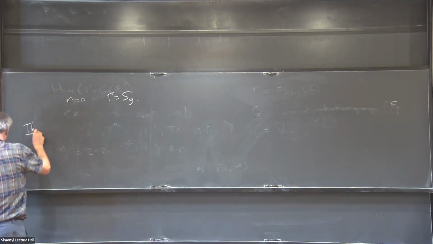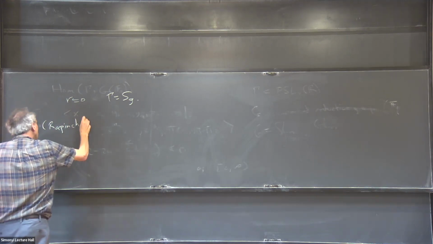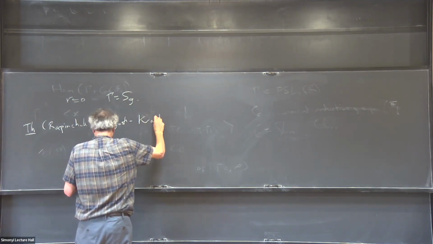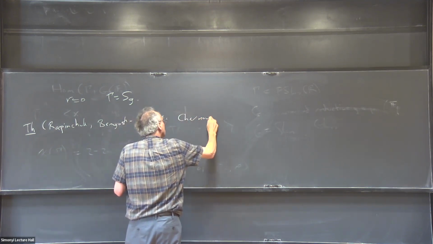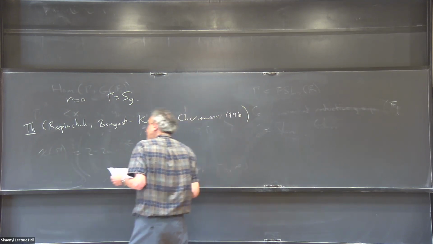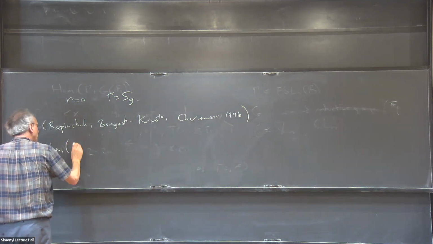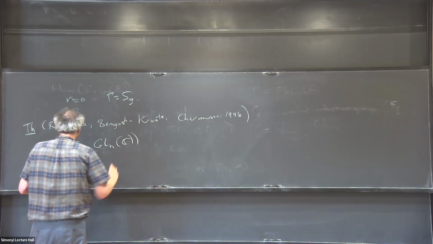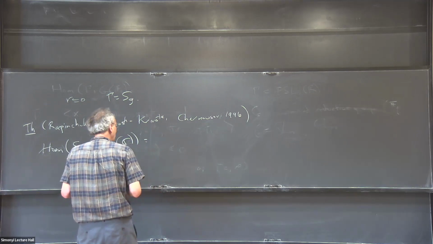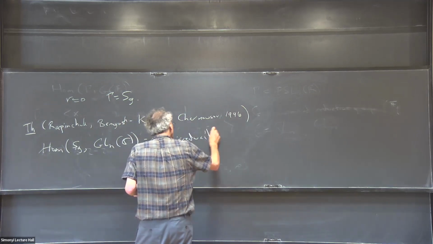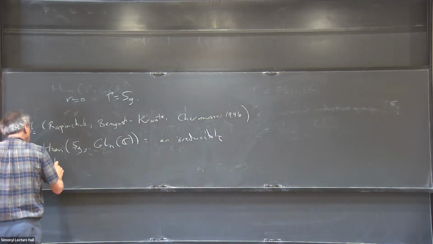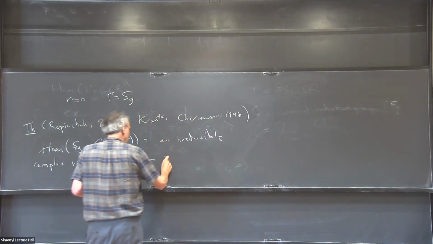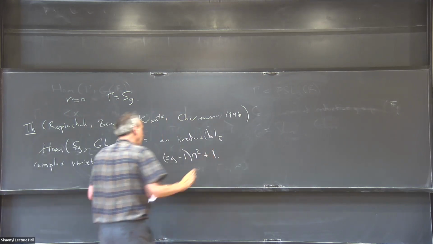So there's a theorem of Rudnick, Benyash, Krivats, and Chernousov, 1996, which says that if we take Hom from SG to GLN, this is an irreducible complex variety of dimension (2g minus 1) times n squared plus 1.